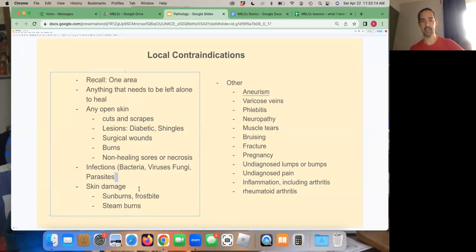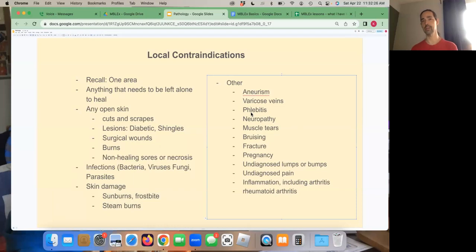Okay, so any kind of skin damage, that includes sunburn or frostbite, any kind of burn, including steam burns. It may not look like the skin is compromised with a steam burn, but it is for sure. And then other local contraindications would be an aneurysm, varicose veins, phlebitis. Those are all circulatory issues, right? But they're in one small area, so you have to stay away from those.